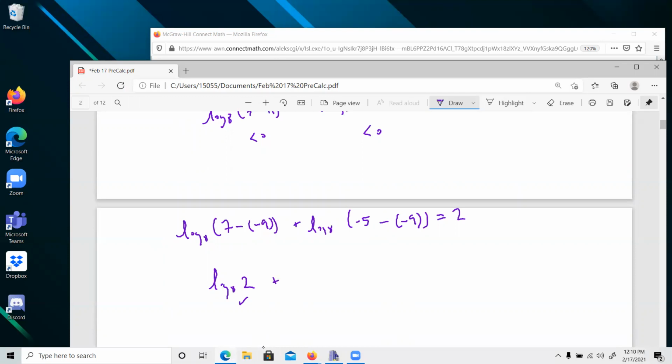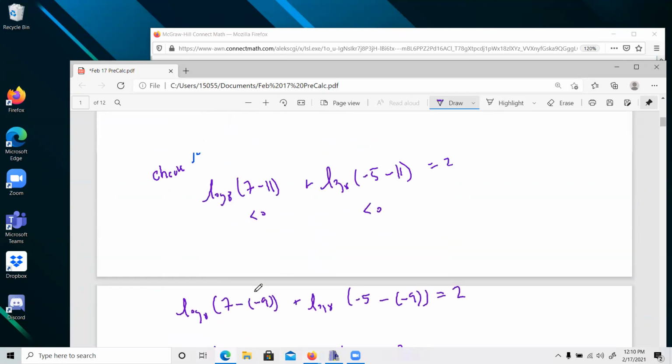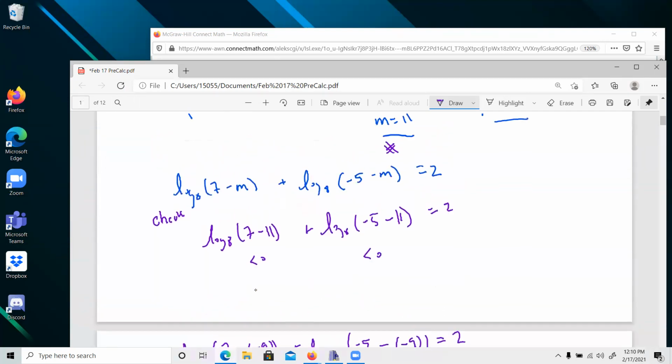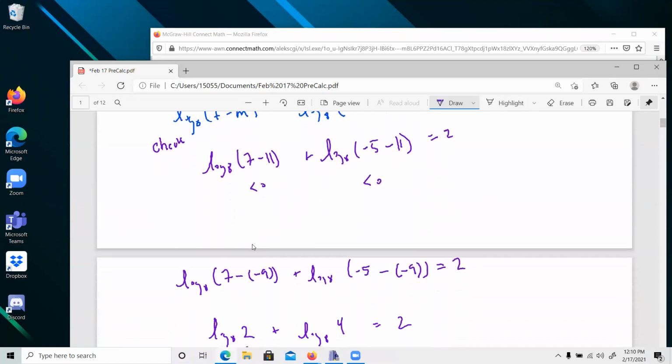Plus, and then we have negative 5 minus a negative 9. So that's going to be log base 8 of 4. Yeah, negative 5 plus 9 is 4. All right, and then claiming that's equal to 2. I don't think I like what's going on here, though, because I'm going to get log base 8 of 2 times 4, which is 8, and that's not true. But I'm wondering if my arithmetic worked out.